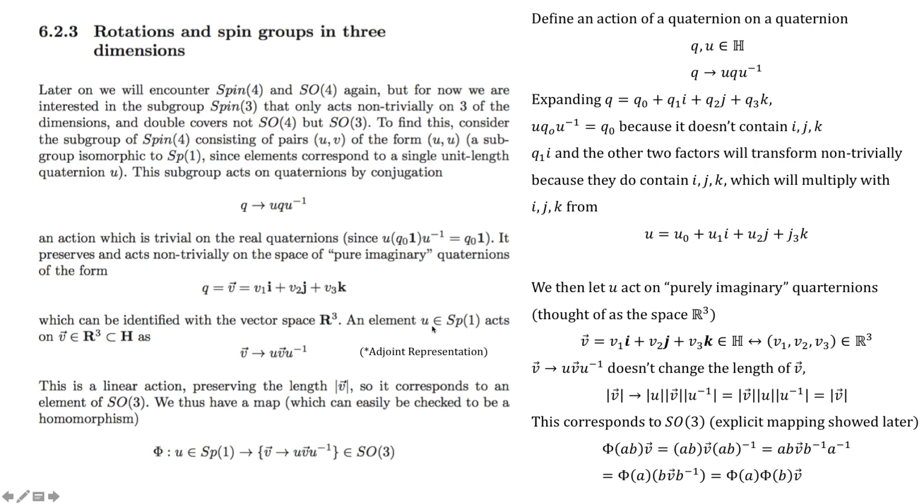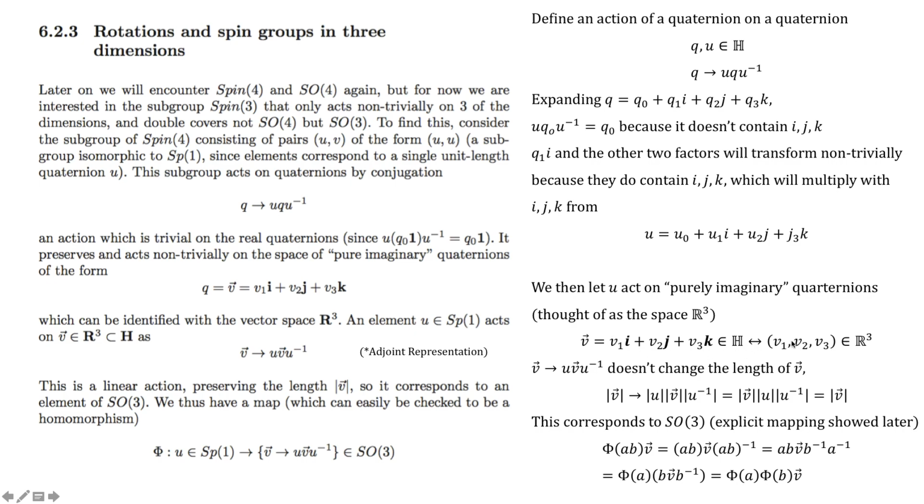So what we have here is an action of SP1 on the purely imaginary quaternions. It is worth noting now that the space of purely imaginary quaternions is actually the Lie algebra of SP1. This definition here is secretly the adjoint representation of the Lie group SP1. The purely imaginary quaternions can be identified with the space R3 simply with this mapping over here by mapping the components.